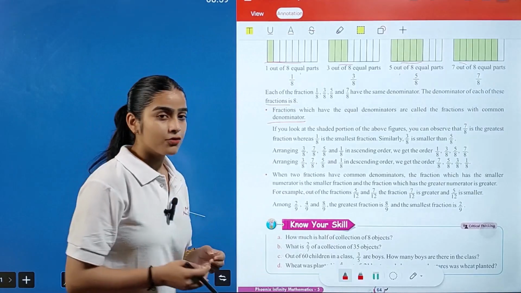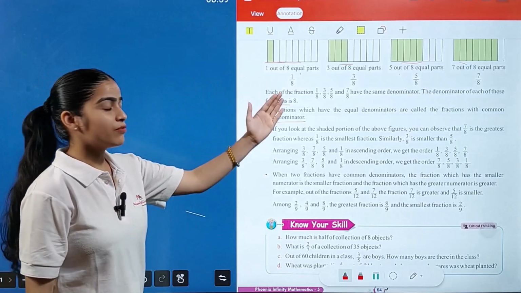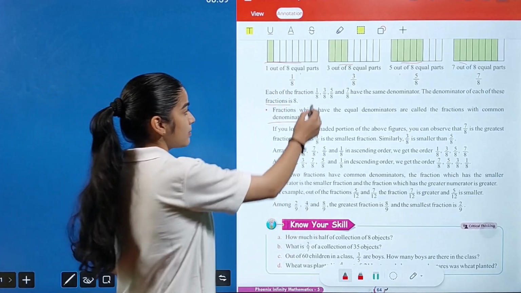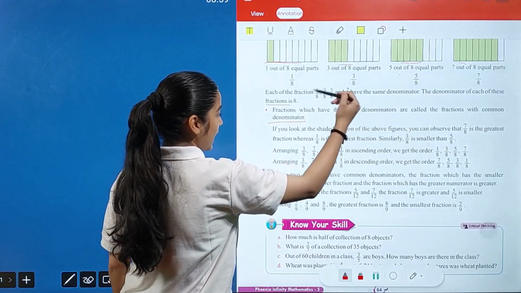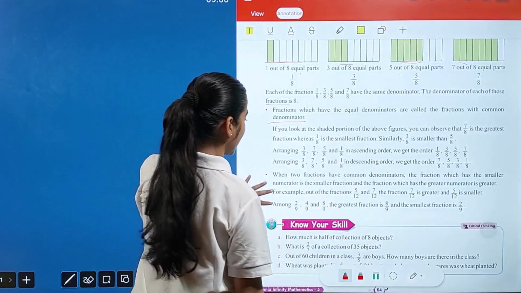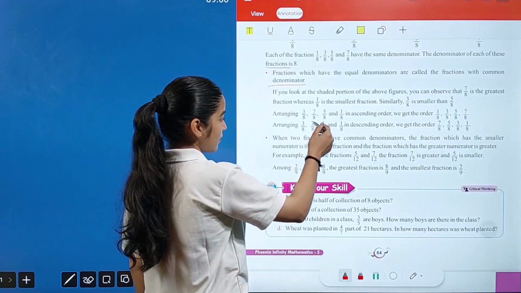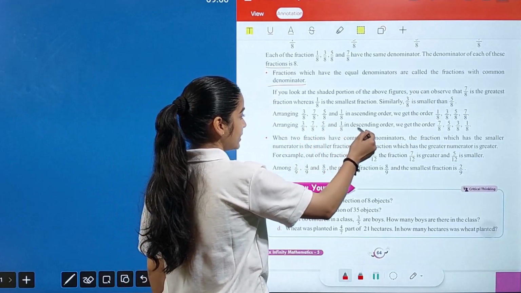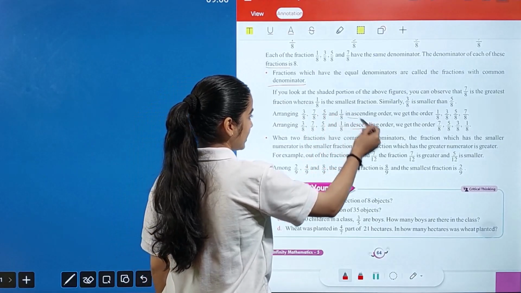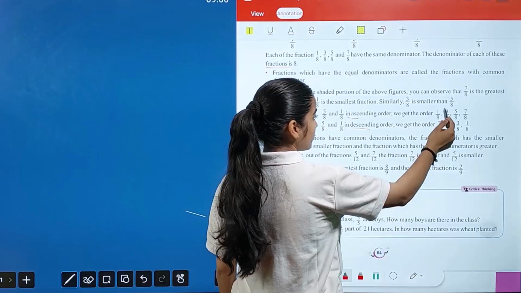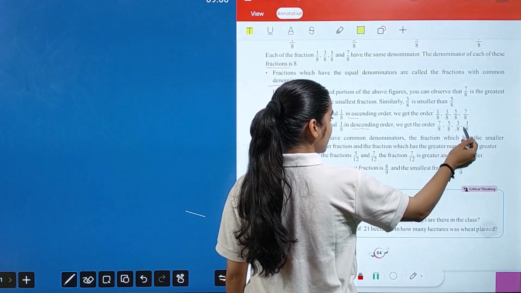So if you have the same denominator, you can simply compare your fractions, right? So now you simply say 3 by 8 is smaller than 5 by 8, and 1 by 8 is the smallest fraction. Now you can simply arrange these fractions as well. 7 by 8, 5 by 8, 3 by 8 and 1 by 8 in descending order. You can arrange 1 by 8, 3 by 8, 5 by 8, 7 by 8 in ascending order.